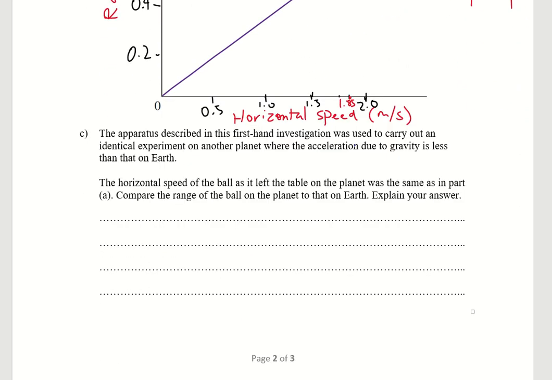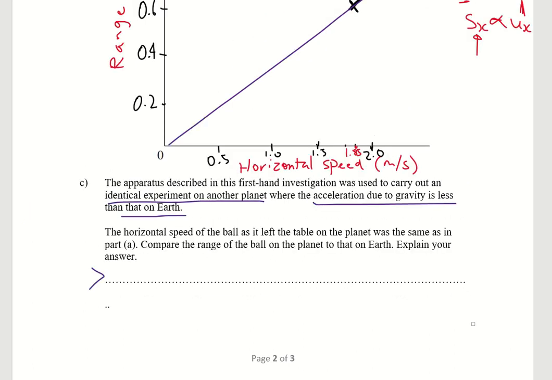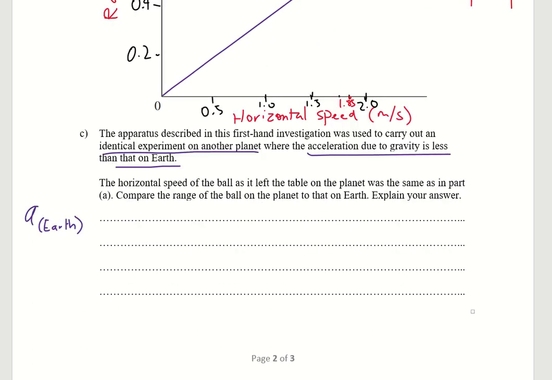Question C. It says, the apparatus described in this first-hand investigation was used to carry out the identical experiment on another planet. Acceleration due to gravity is less than that on Earth. So, we have the acceleration from Earth. That acceleration is bigger than the acceleration of this planet, let's just call it. Okay, just keep that in mind.